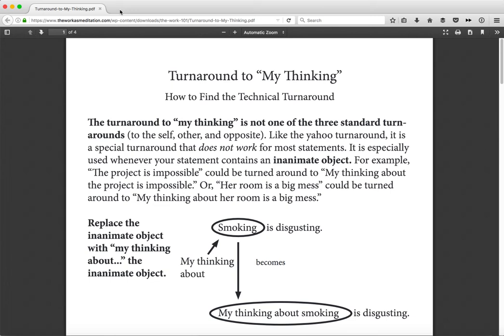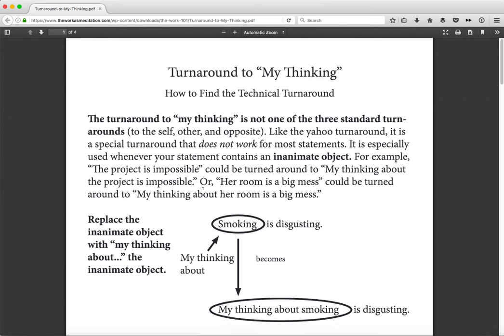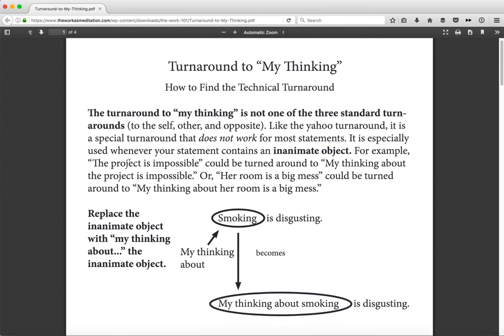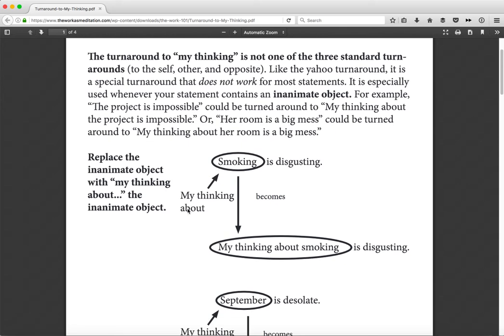it usually works for inanimate objects. For example, you might have the idea that the project is impossible, and that can be turned around to my thinking about the project is impossible. So here's how you do it. You just simply replace or add my thinking about into the original sentence.